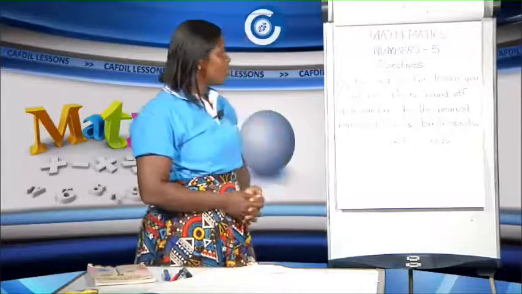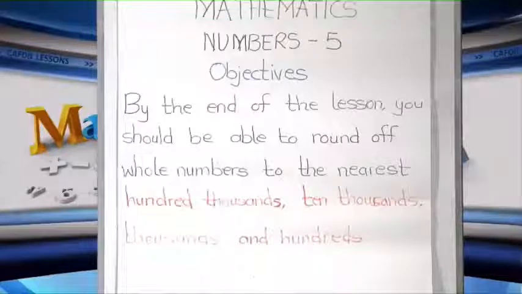Before we begin, I want to share the objectives with you. By the end of the lesson, you should be able to round up whole numbers to the nearest 100,000s, 10,000s, thousands, and hundreds.